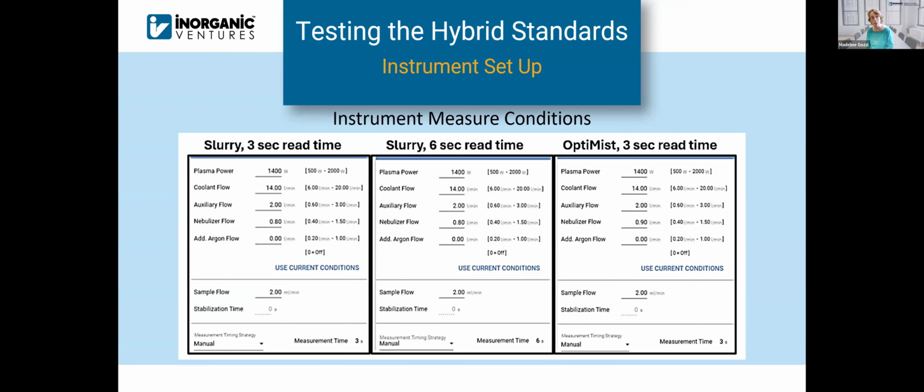These are our measure conditions. The plasma power was set to 1400 watts. Coolant and auxiliary argon gas flows were those that are commonly used for oils testing. The nebulizer gas flow for the TSP Optimus Ultimate nebulizer was 0.9 liters per minute. That's the optimized gas flow for that nebulizer. And for the slurry nebulizer, 0.8 liters per minute.